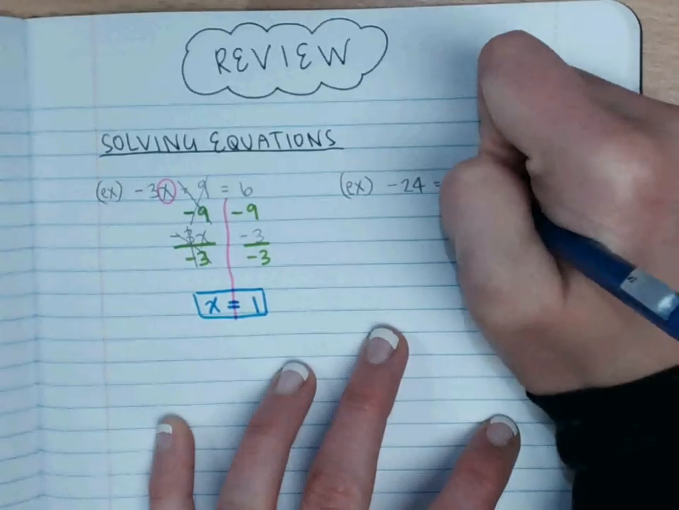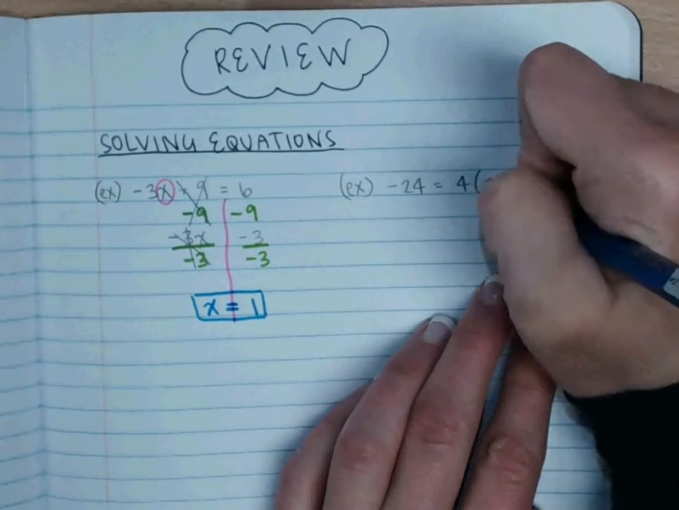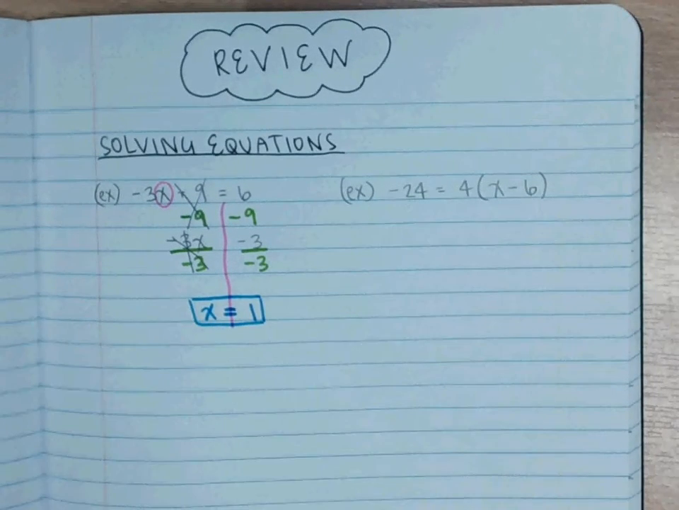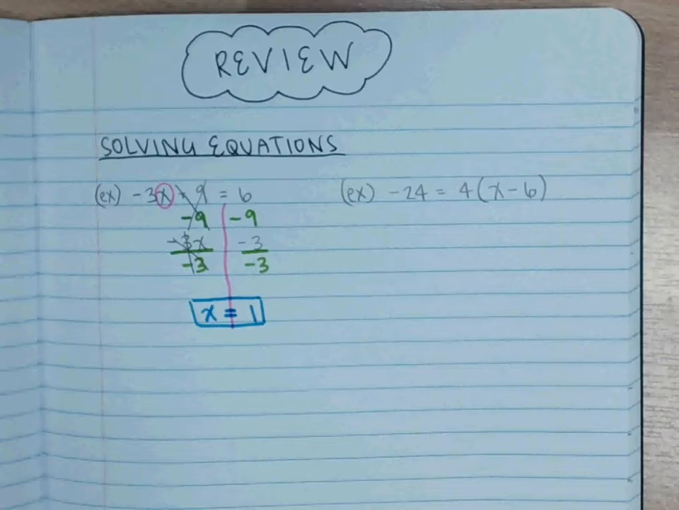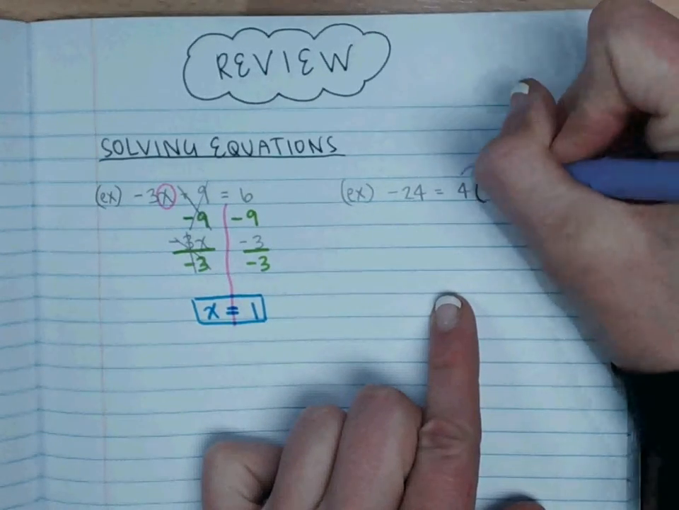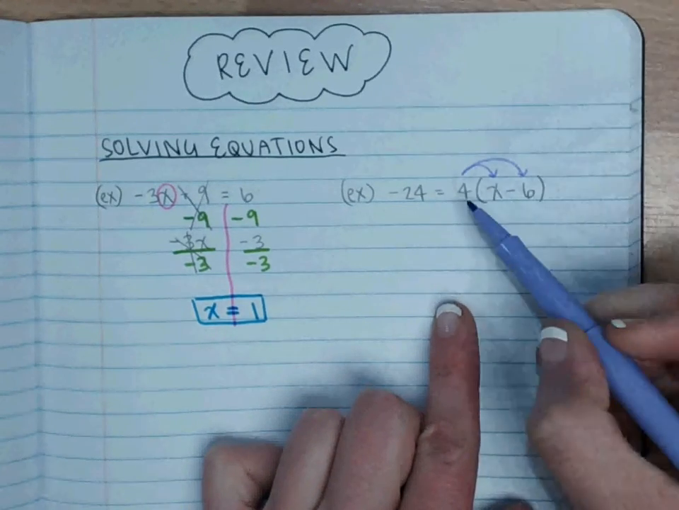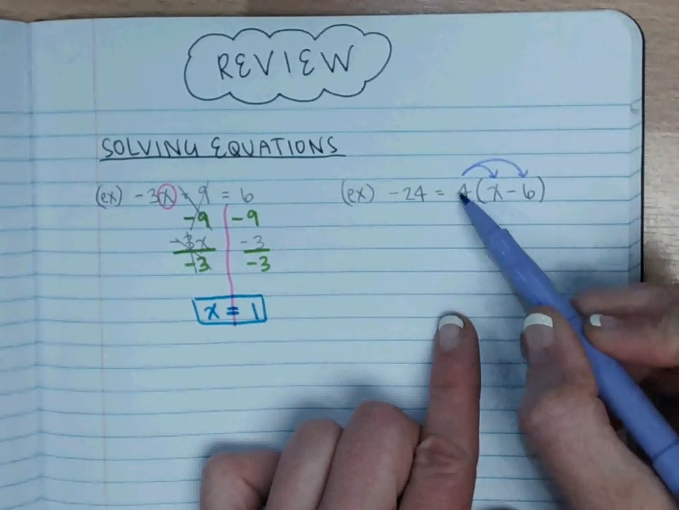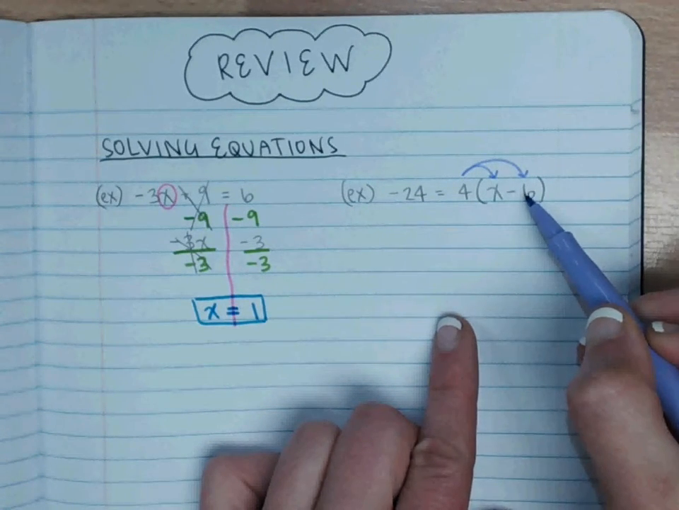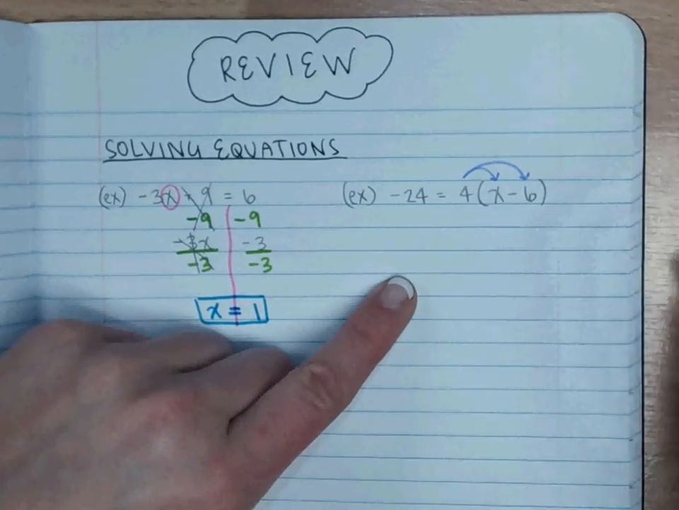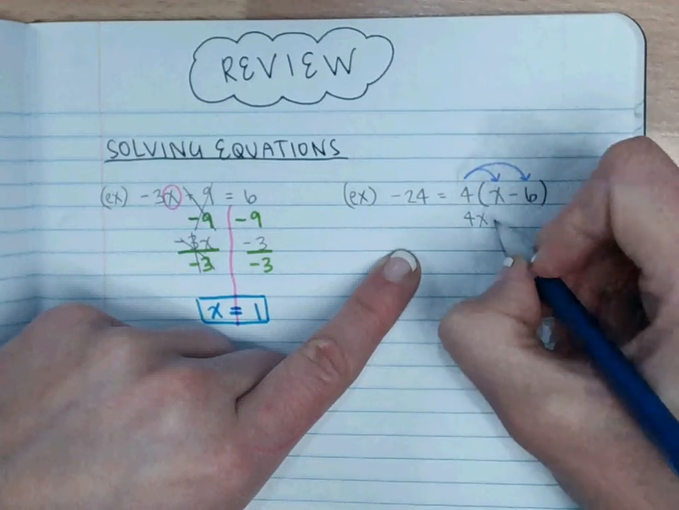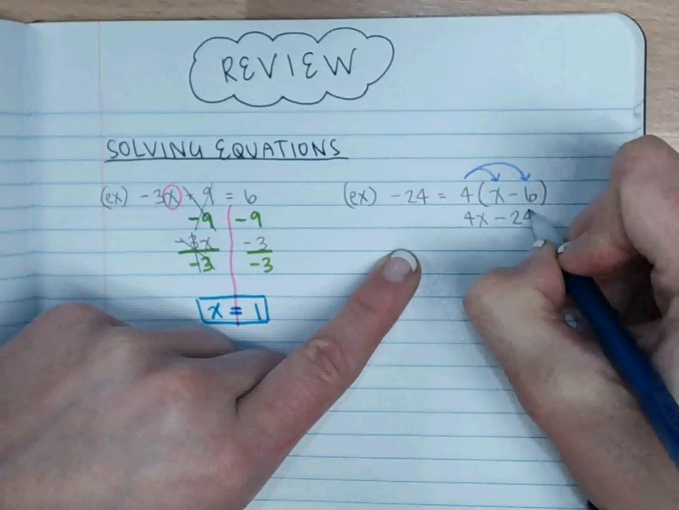equals 4 times x minus 6. Now, whenever I see I have parentheses, we have to get rid of those parentheses before we can solve, and we do that by doing the distributive property. So I'm going to multiply the 4 inside the parentheses, 4 times x, and 4 times negative 6. So 4 times x is 4x, and 4 times negative 6 is negative 24.